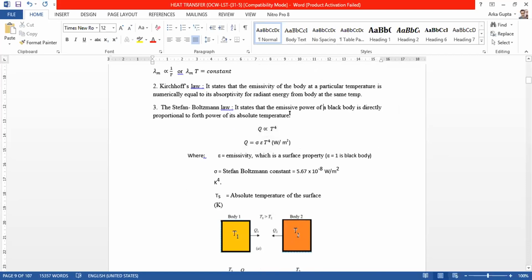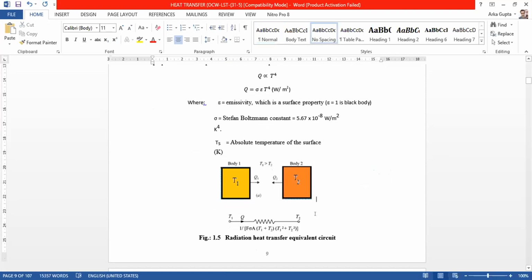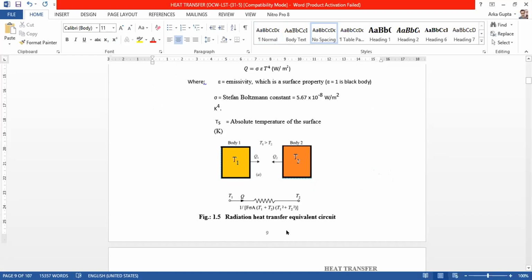And lastly, the Stefan-Boltzmann law states that the emissive power of a black body is directly proportional to the fourth power of its absolute temperature. So if the emissive power is Q and the absolute temperature is capital T, then Q varies as T to the power 4. Then the proportionality constant terms: epsilon is the emissivity, which is a surface property. Epsilon is equal to 1 for a black body. Sigma is the Stefan-Boltzmann constant, always 5.67 into 10 to the power minus 8 watt per meter square Kelvin to the power 4. And Ts is the absolute temperature of the surface. Now this is the analogy for an electrical circuit with T1, T2 and Q, and the resistance is 1 by this whole term.